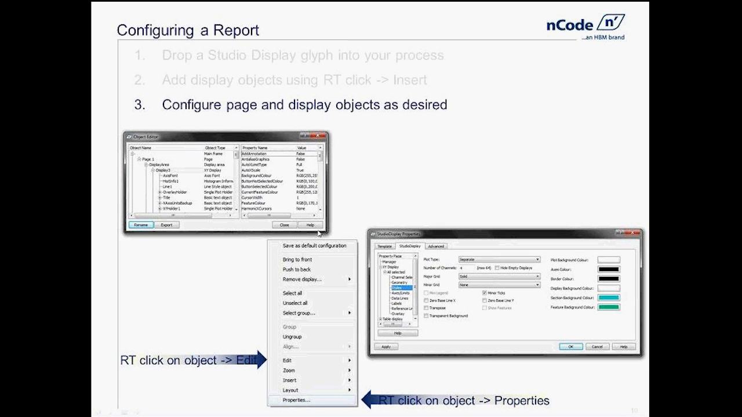A couple of other things worth mentioning. If we right-click on an object and go to Properties here, we're going to see a dialog box like this. This is also the same dialog box we've seen for an XY display glyph. This is just going to allow us to control even more properties than what we see on the toolbar across the top. And that's going to be things like the color of the background, the border, display background color, etc.